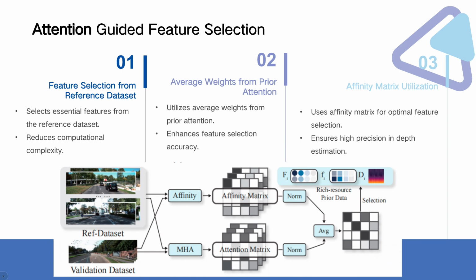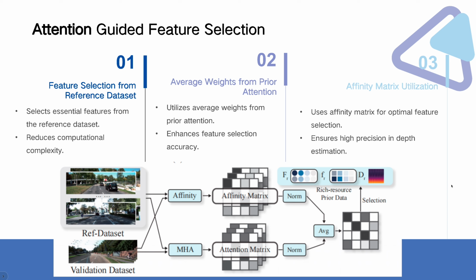We use a rich resource guided loss. This loss function consists of two parts: the viewpoint reconstruction loss guided by rich resource inputs and a consistency loss guided by the predictions of the rich resource model. Additionally, we use an auxiliary loss to guide the optimization of the affinity matrix used in the prior depth fusion module.